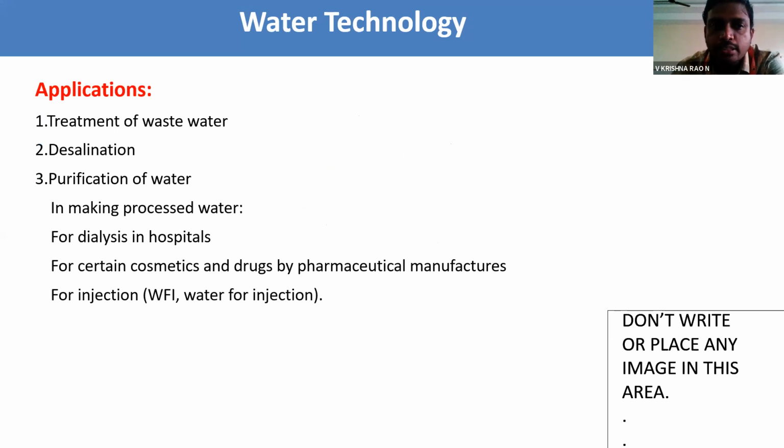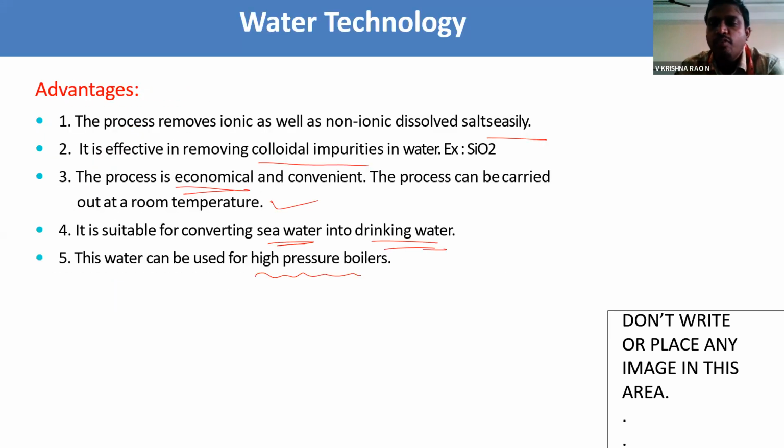Coming to the applications, the treatment of wastewater can be done by reverse osmosis, as well as desalination and purification of water. It is used for making purified water for dialysis in hospitals, in certain cosmetics, and by pharmaceutical manufacturers for water for injections. These are the applications of reverse osmosis. Now, this is about water technology. Up to here is water technology.